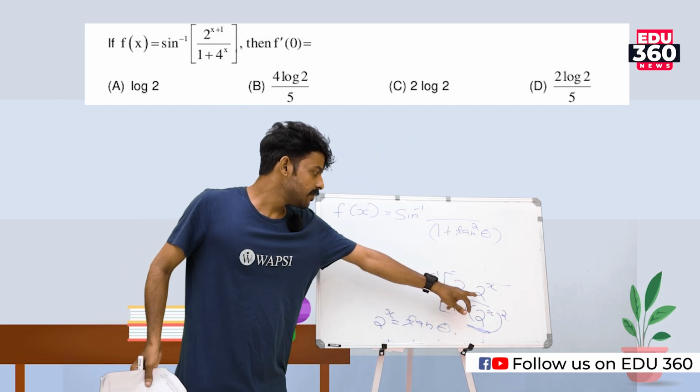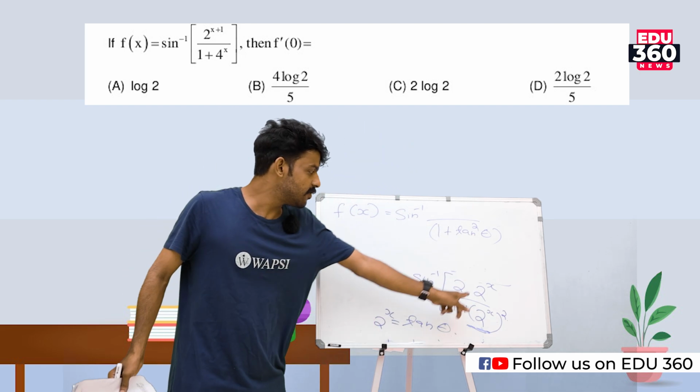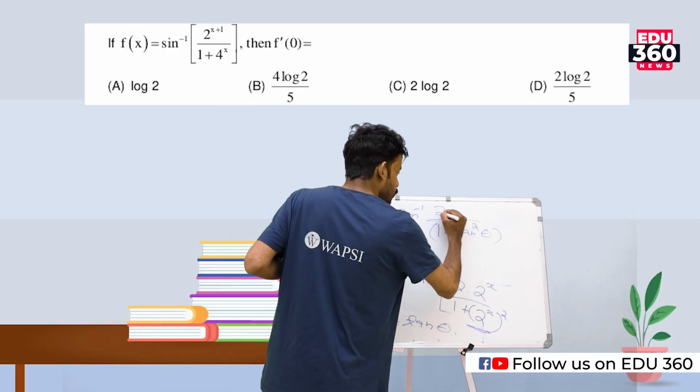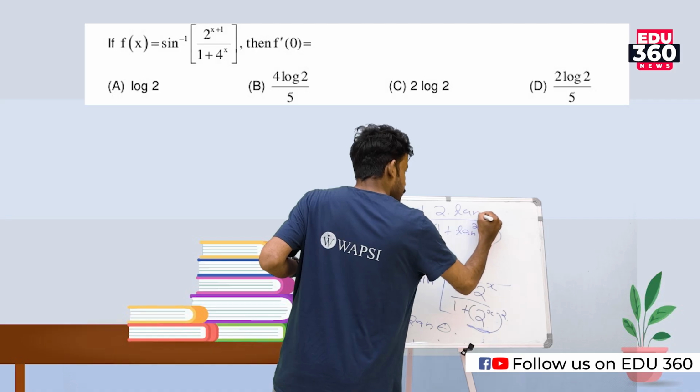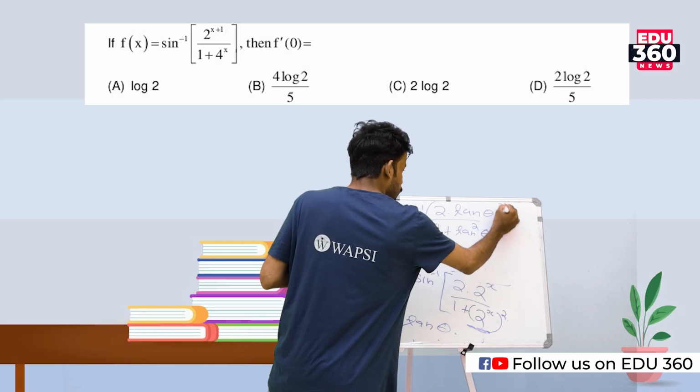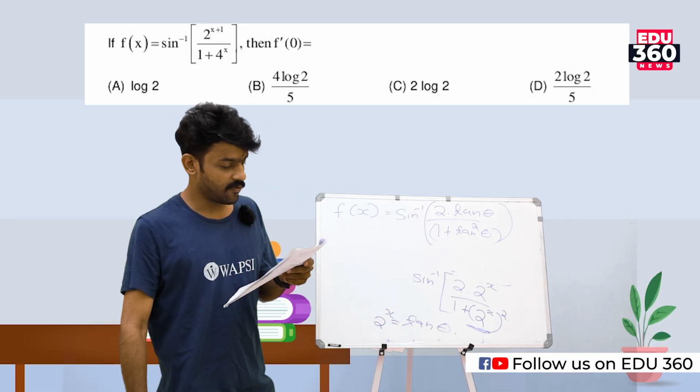And what about the numerator? We know that 2 raised to x is equal to tan theta. So we can write 2 into tan theta here. So sine inverse of 2 tan theta divided by 1 plus tan square theta.